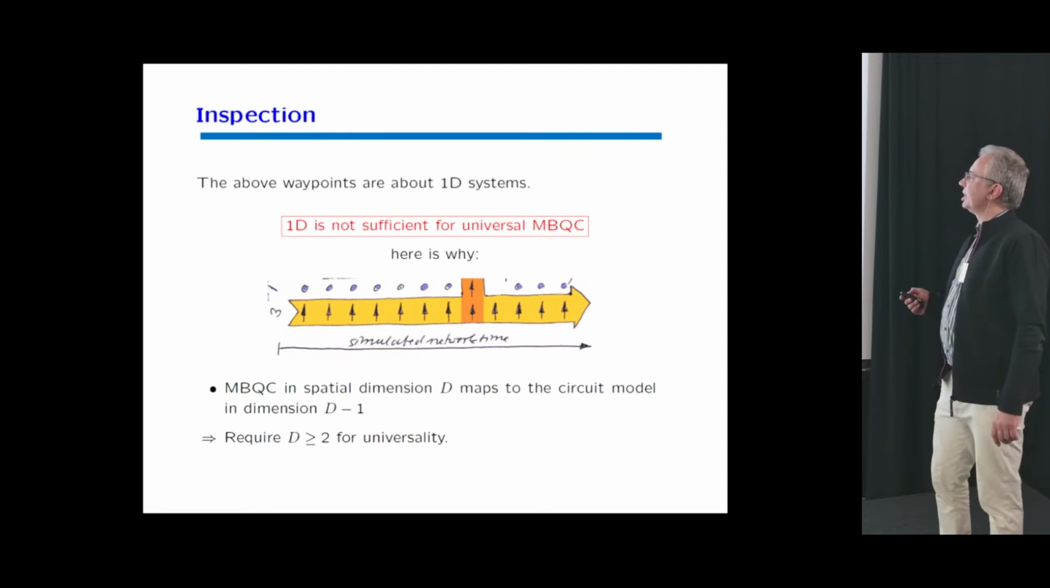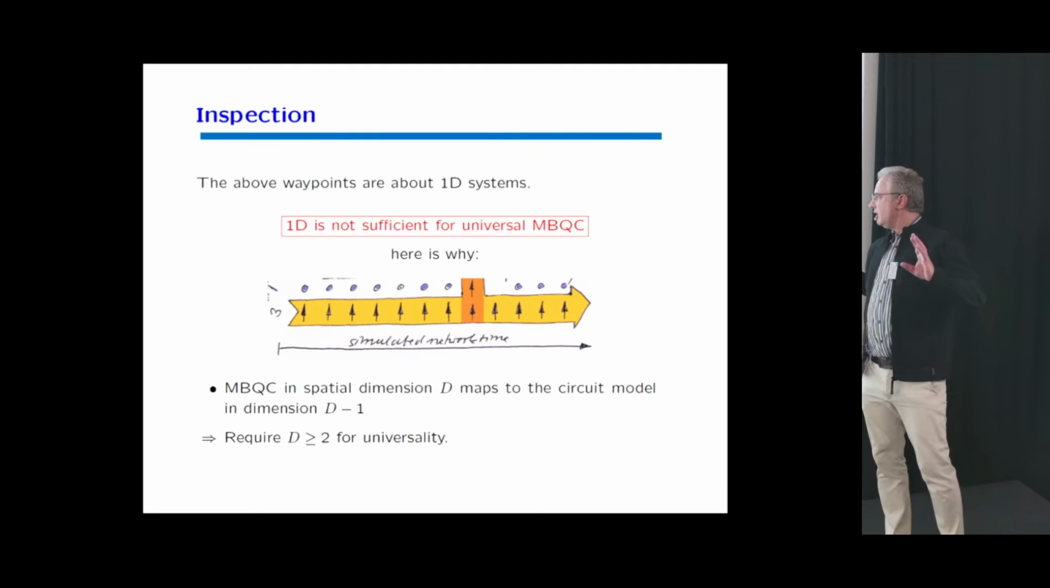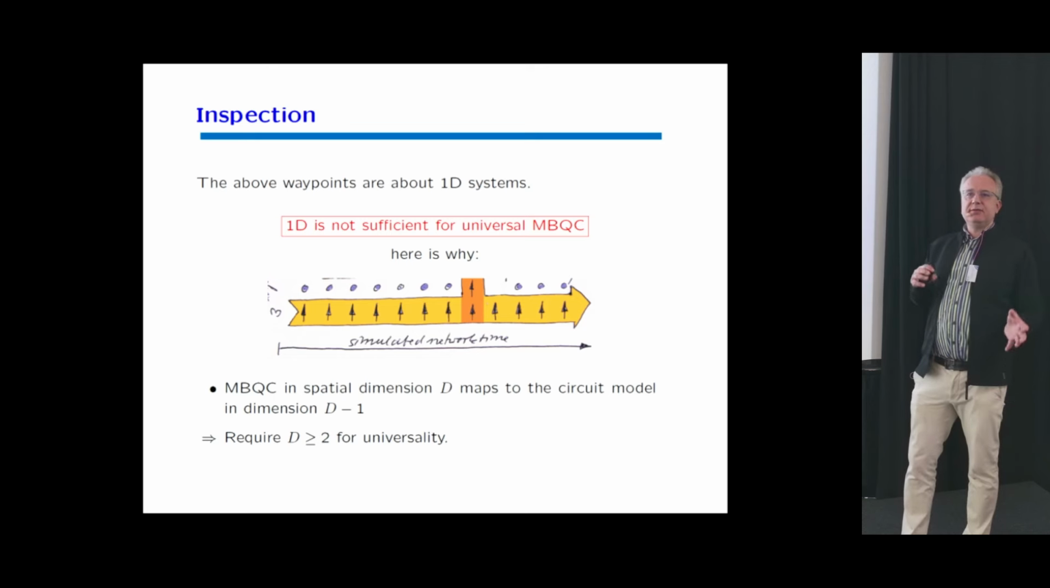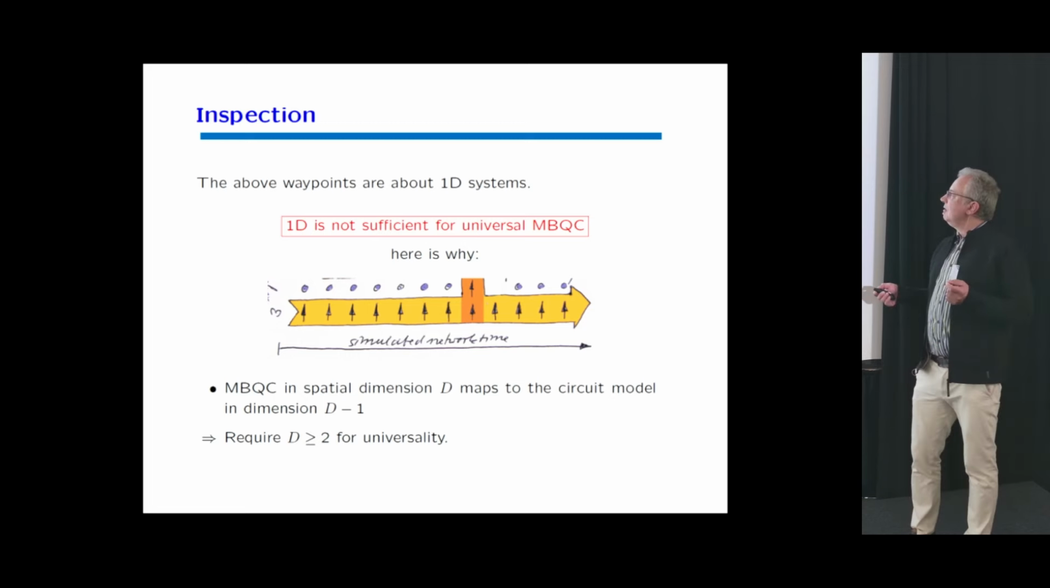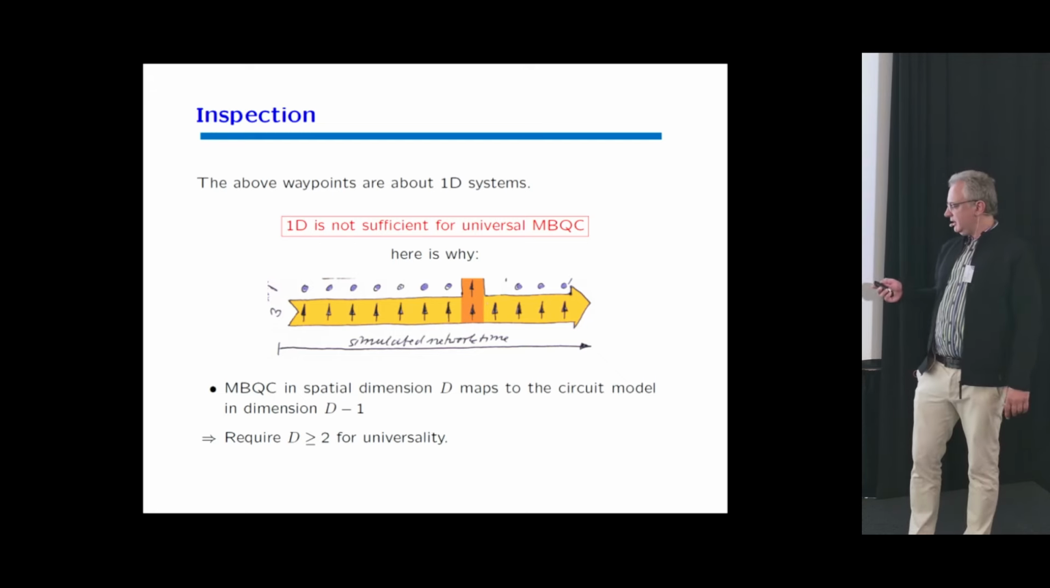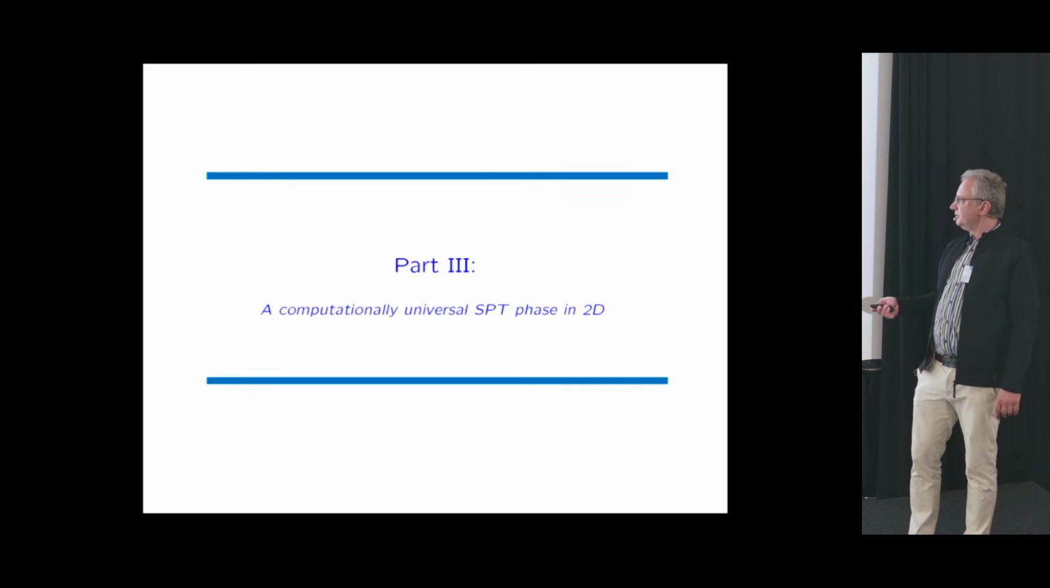Good. Okay, so let's look at what we have seen before. All of this was in one spatial dimension, and phenomenology-wise, that isn't so interesting. And the reason is the following. When you map measurement-based quantum computation to the circuit model, which you can do, then you lose one dimension. So if you start with one dimension, you go to 0 dimensions, and this means a fixed number of logical qubits. That does not give you universality. So you need to start in higher dimension, 2 or above. So if you want to have universality, we need to go to 2 dimensions, and that's what we do.